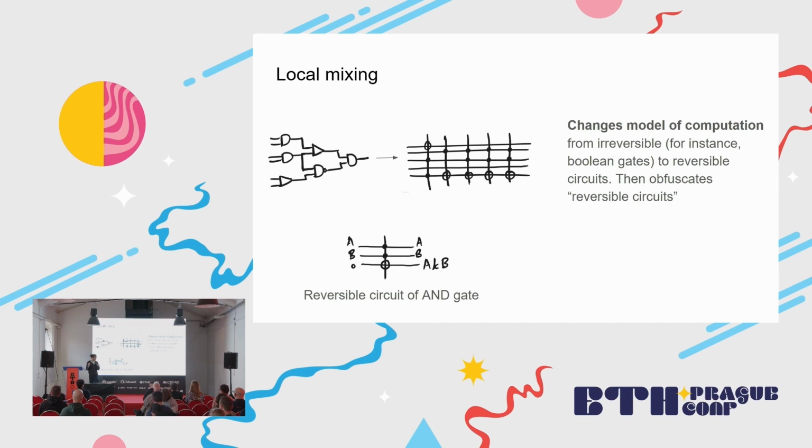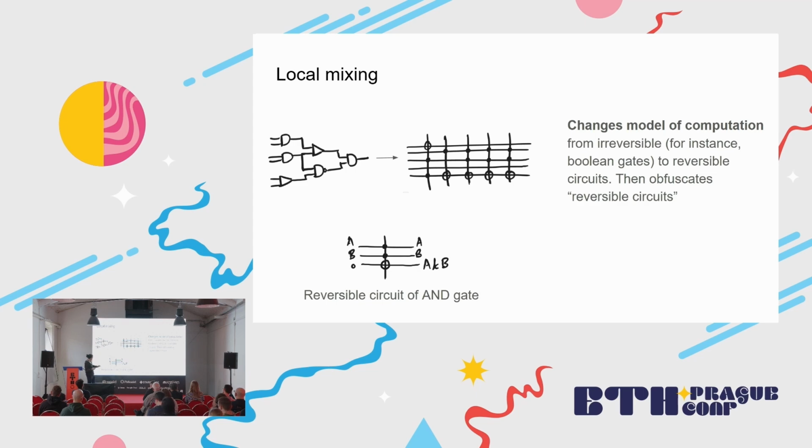What do you mean by reversible? Well, a reversible gate is something where if you put in the input, you get the output, and you can always go from output to the input as well. For instance, an AND gate is not reversible, because if you perform an AND, it loses information.